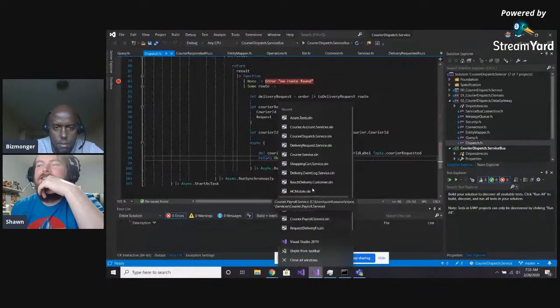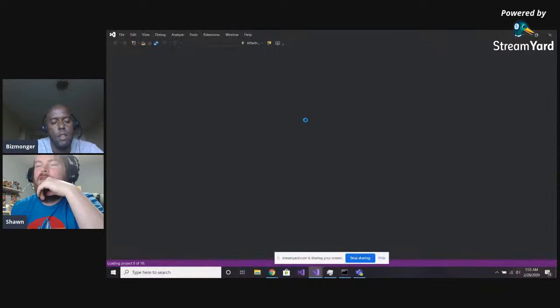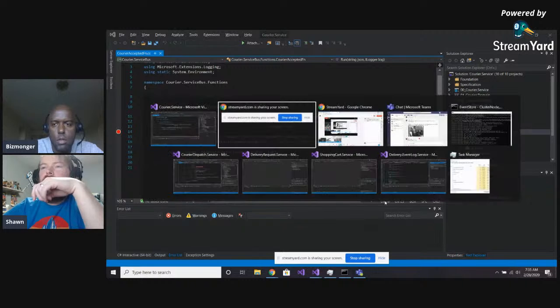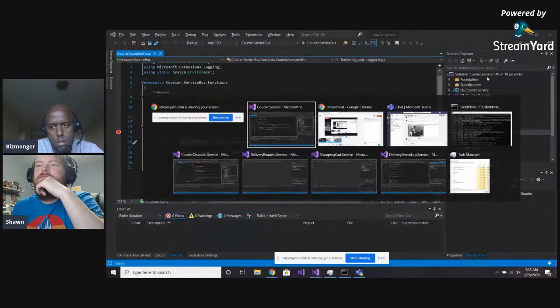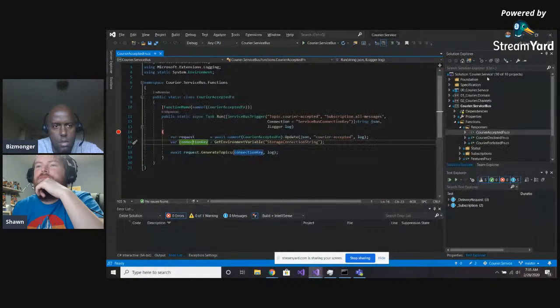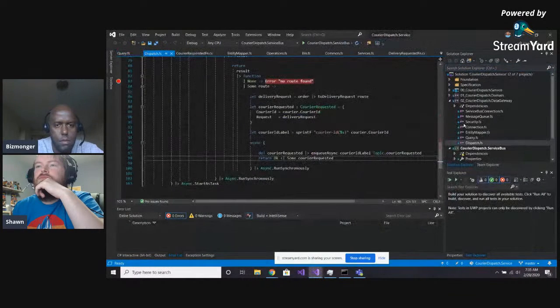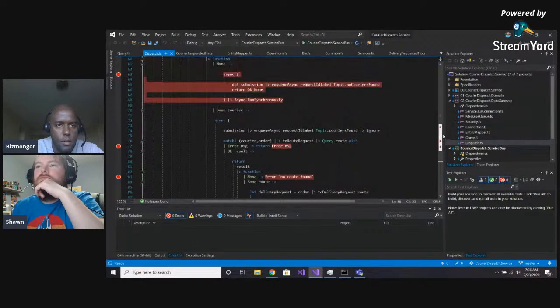Where is this courier service right here? Does that happen a lot in F# where you get that much level of indentation going on? Let me go to what you're talking about. Hold up. What file was I on before? Courier dispatch service. So why is this indented so far?